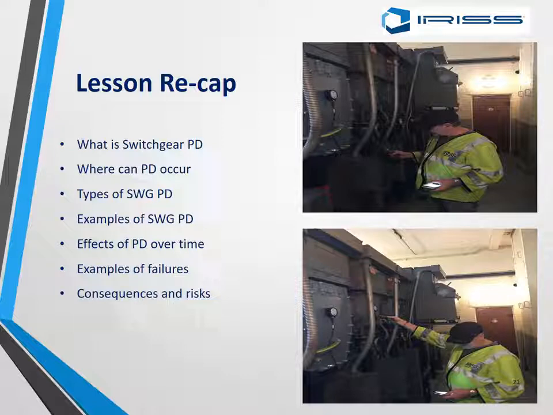So a quick lesson recap on this small presentation. Hopefully we have learned what is switchgear partial discharge. Where can partial discharge occur? Well, as discussed, it can occur at joints, in bubbles and in voids. We've discussed what types of switchgear partial discharge there are. We've shown you images of switchgear partial discharge. Hopefully we've discussed the effects of partial discharge over time, where it goes from corona through to tracking through to arcing. We've shown you the examples of failure and again the consequences and the risks if you do not carry out partial discharge testing.